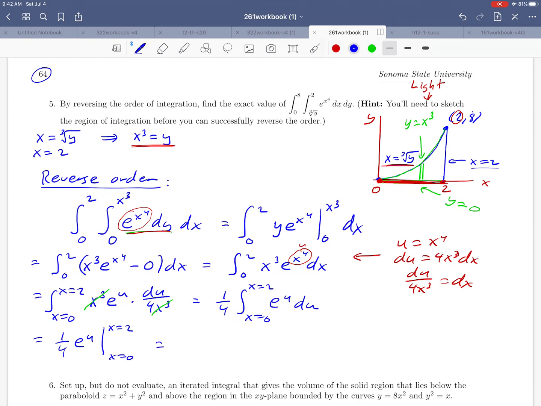Last step would be to go ahead and substitute that u back in. u was equal to x to the fourth, and now we're evaluating between 2 and 0, so let's see what we end up with here. We'll get 1/4 e to the 2 to the fourth, which is 16, for our upper limit, minus 1/4 e to the 0, and e to the 0 is 1, so we're going to get a final answer of 1/4 e to the 16 minus 1/4.